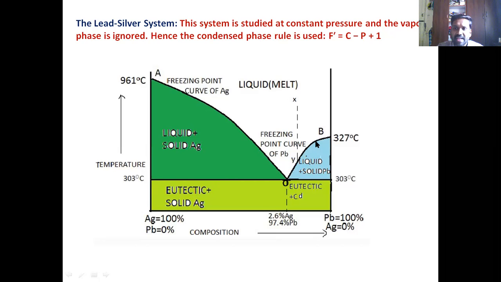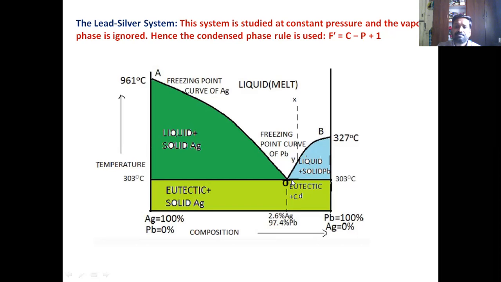When you cool it, as it freezes, lead separates out, pure lead, and the liquid is left behind. So again, this area is not containing a single phase. It is made up of two phases, the liquid and the solid. So that's all the features of this phase diagram. The one interesting feature of this phase diagram is this point O.